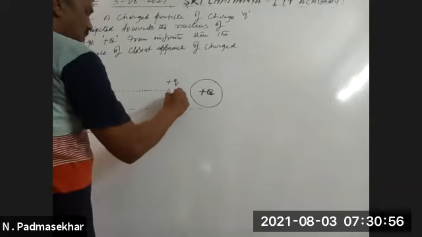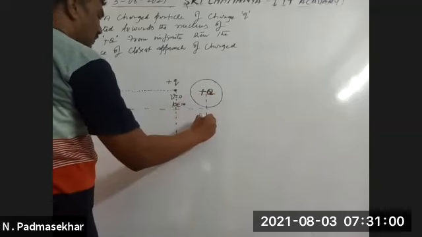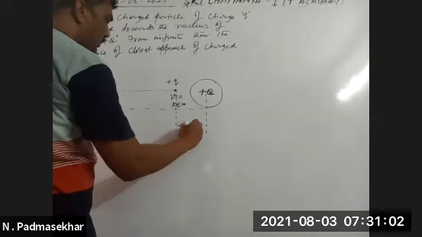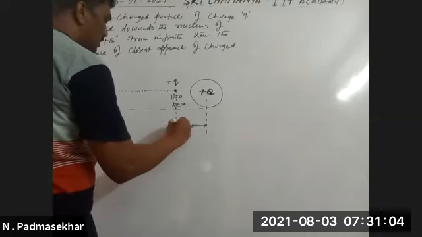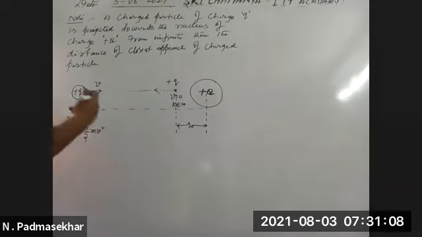So the kinetic energy is equal to 0. This is the distance of closest approach. Here the velocity is 0 and then it is written back.